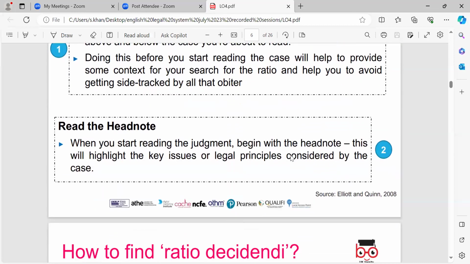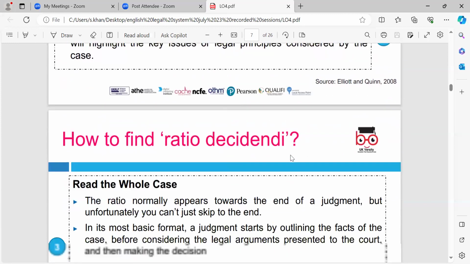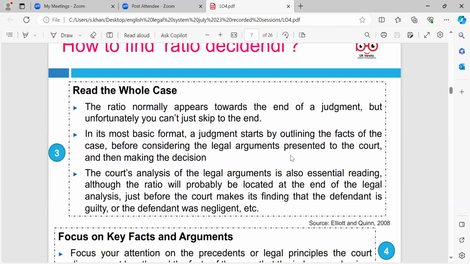Read the head note. When you start reading the judgment, begin with the head note. This will highlight the key issues or legal principles considered by the case. How to find ratio decidendi: read the whole case. The ratio normally appears towards the end of a judgment, but unfortunately you can't just skip to the end.